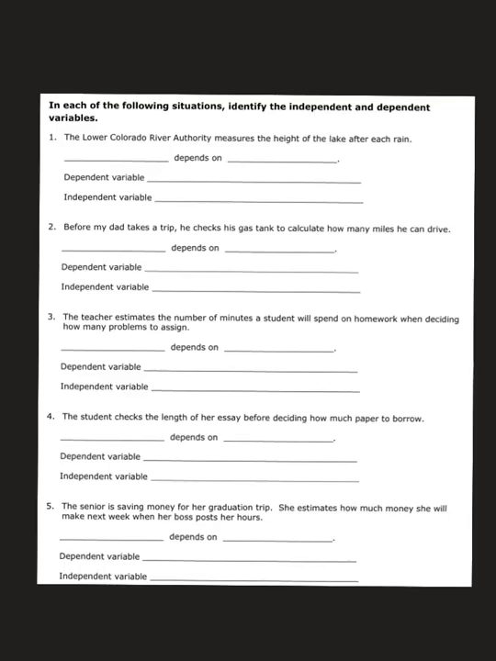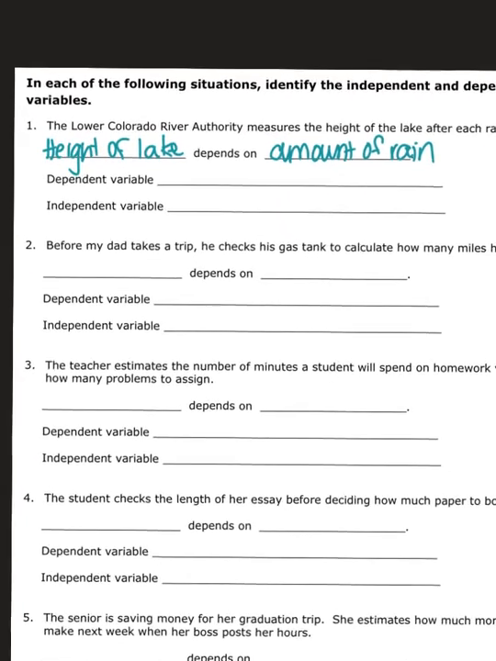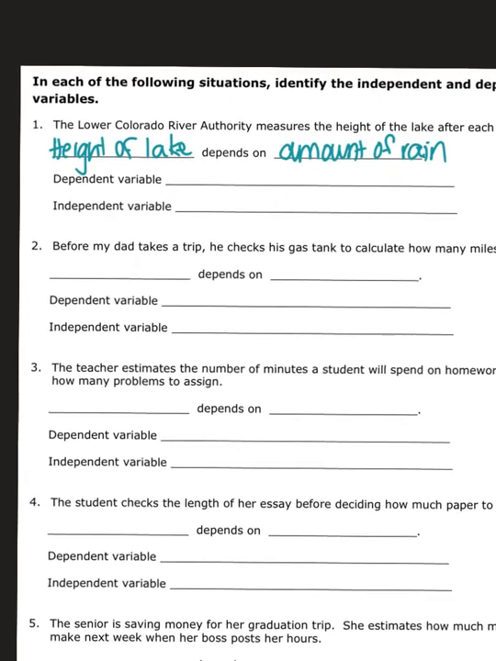Okay, we're going to practice just figuring out what's the independent and dependent variable. So the Lower Colorado River Authority measures the height of the lake after each rain. So we're talking about the height in the rain, right? So the height of the lake is going to depend on the amount of rain. So that means that the dependent variable is the height of the lake. And the independent variable is the amount of rain.